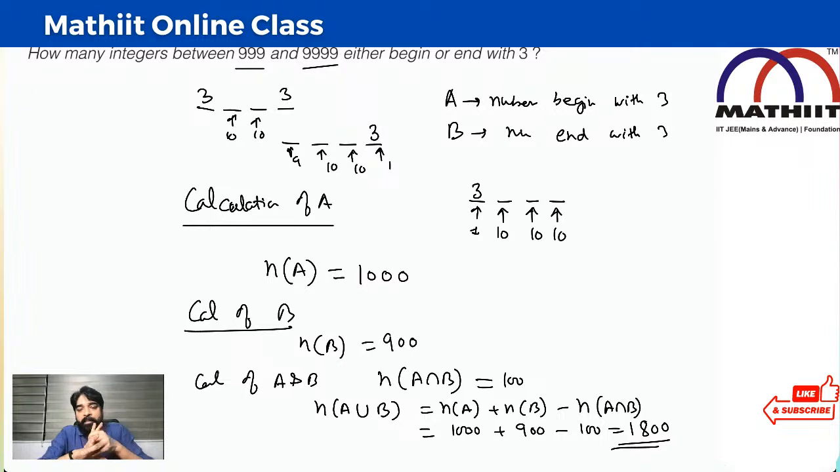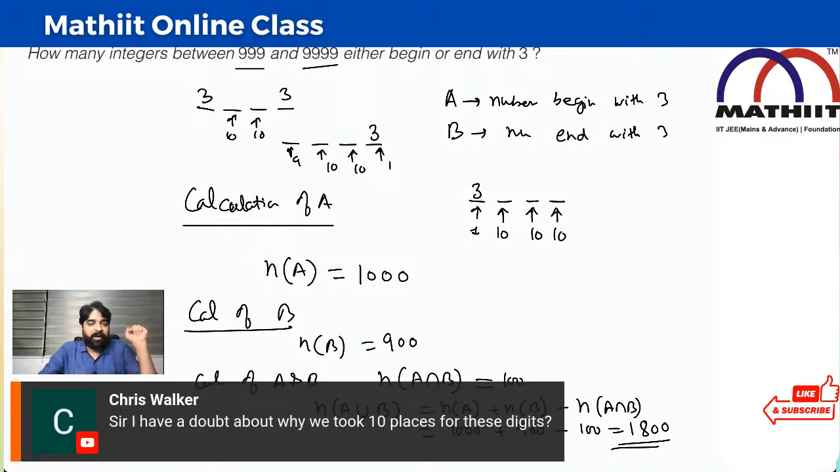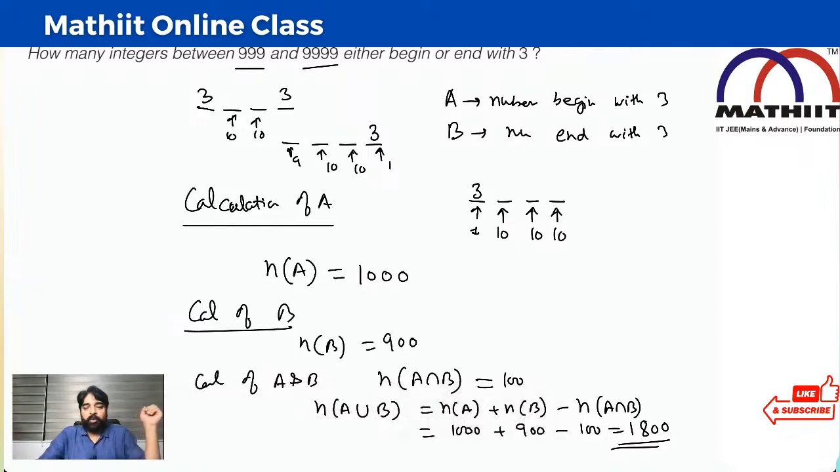Why took 10 places for these digits? Sir, I have a doubt. Why we took 10 places for these digits? 10 places? I didn't understand your doubt. The person who's asking this doubt, please clarify. 10 places means what you're asking. Total digits are 10 digits, no? 0, 1, 2, 3, 4, 5, 6, 7, 8, 9. The counting will be 10. I hope this is your doubt.